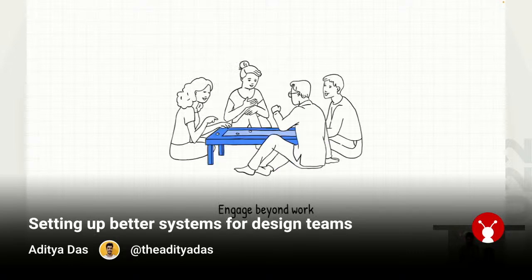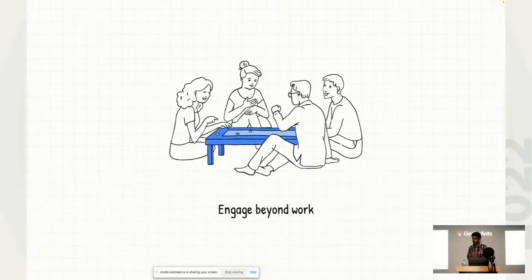And last is basically engaging beyond work. Now, you need to understand that if you just maintain a relationship with your colleagues as a colleague, then it seems very artificial and synthetic. They will not know you as a person, and the same will happen with you. You will not know them as a person.